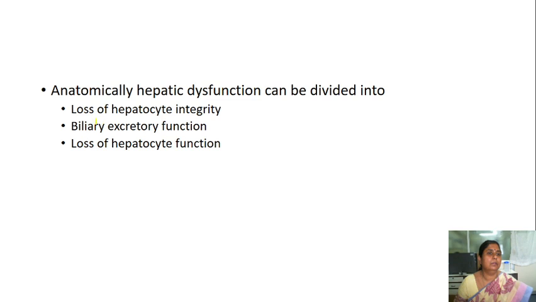Now, anatomically the dysfunction of your liver can be divided as loss of hepatocyte integrity, that is the hepatocyte gets broken up, or it can be the biliary excretory function, that is from the bile canaliculus, canal of Hering and the bile ducts there is some excretory problem, that is there is an obstruction somewhere, that is obstructive jaundice, and the loss of hepatocyte function. This occurs in chronic hepatitis.